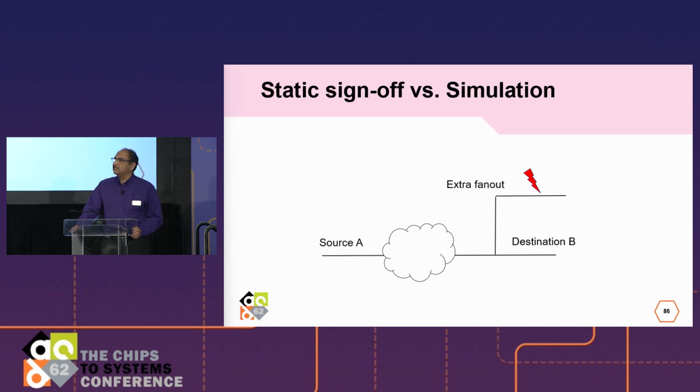Another thing that is a benefit for static checking is that you don't need any test vectors or test benches, so static checking can start significantly early, and you don't have to wait for any other things to perform connectivity checking.